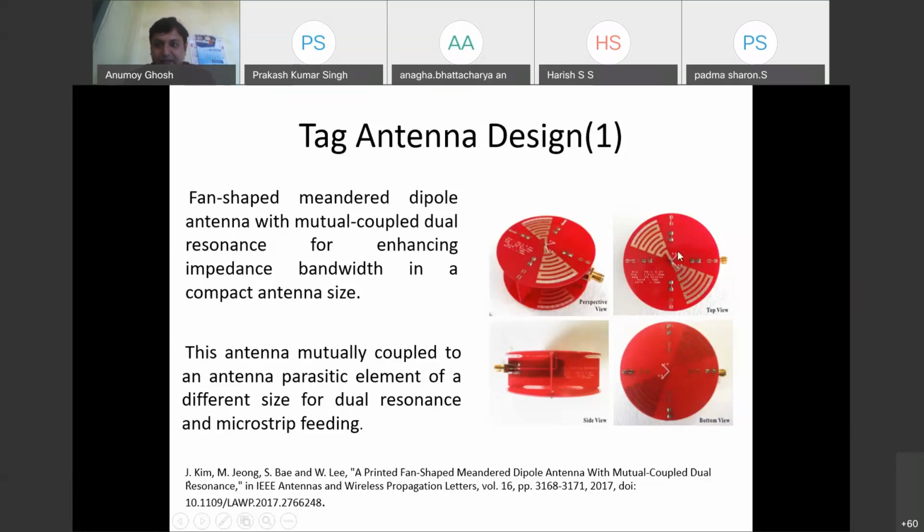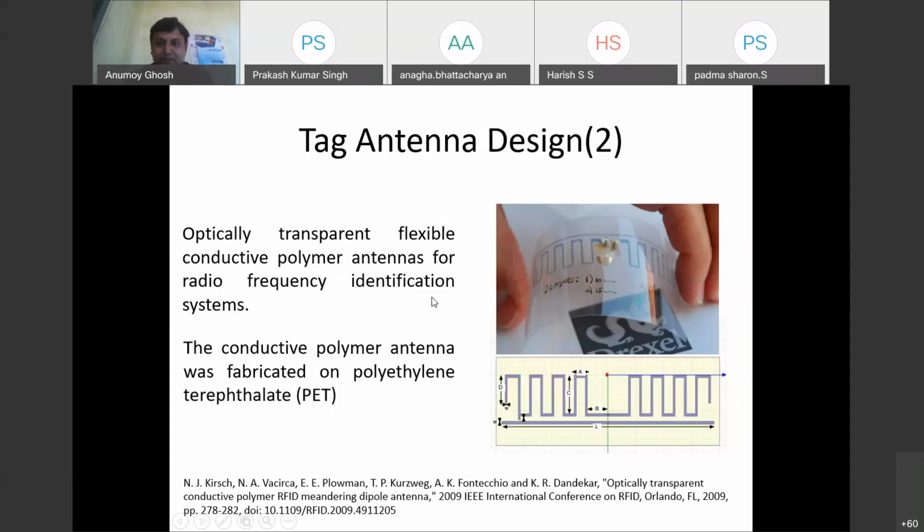So that is why this antenna will be operating at two bands. These are some kinds of dual band operations, the dual band tag antennas that are also designed. Tag antennas are also designed on optically transparent flexible polymers.